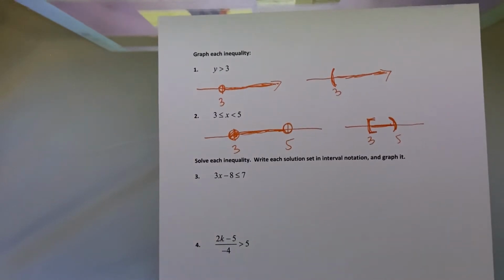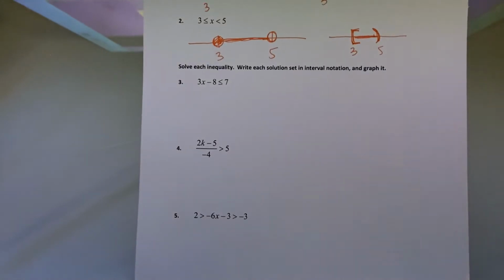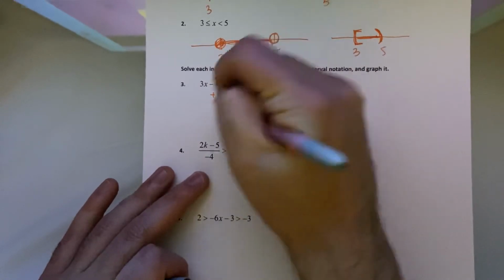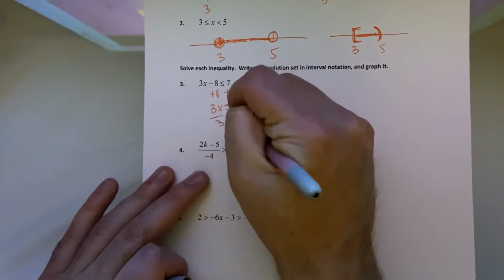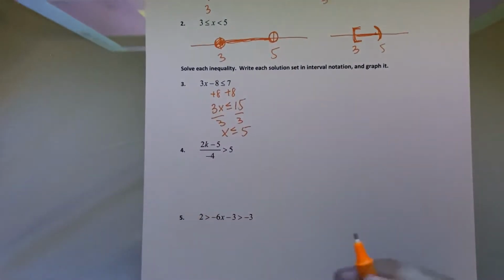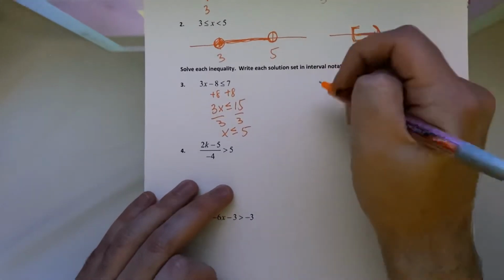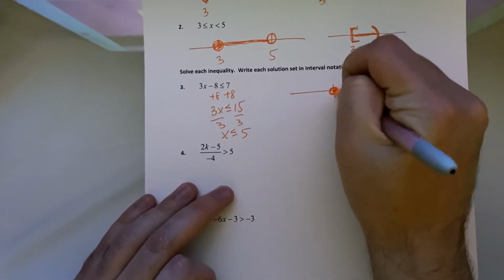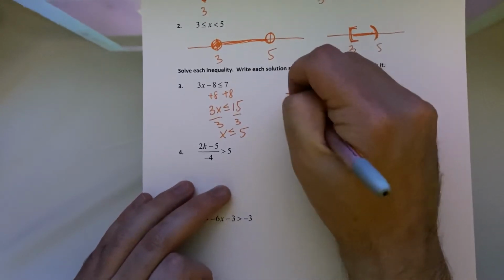Okay, so now that we've seen generally what these look like, let's solve some inequalities and make sure we're doing them right. 3x minus 8 is less than or equal to 7, add 8. 3x is less than or equal to 15, divide by 3. X is less than or equal to 5. Okay, so it says write each solution set in interval notation and graph it. So graphing it, start at 5, and I'm going to use the circle representation. Less than means to the left, goes on forever.